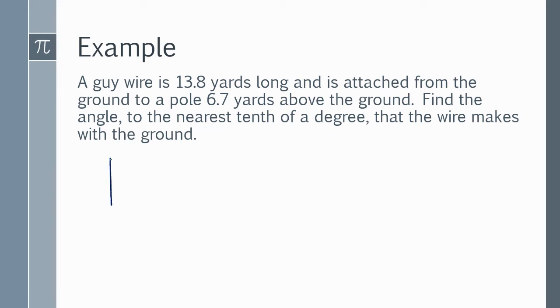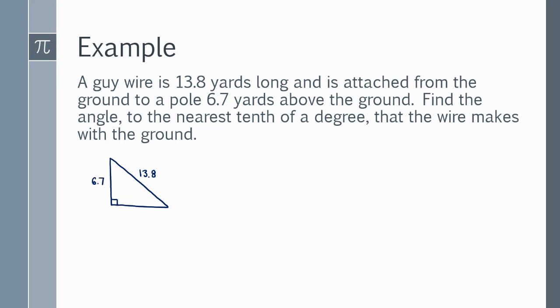So once again, we always want to start by sketching a picture of the situation. We want a right triangle. So a wire is attached from the ground to the pole above the ground. So think about the fact that the vertical side is going to be the pole. The wire is going to be what is then slanted. So from the top of the pole down to the bottom, that is going to be 13.8 yards. It says that we have a pole 6.7 yards above the ground. So that is going to represent the height of that pole.